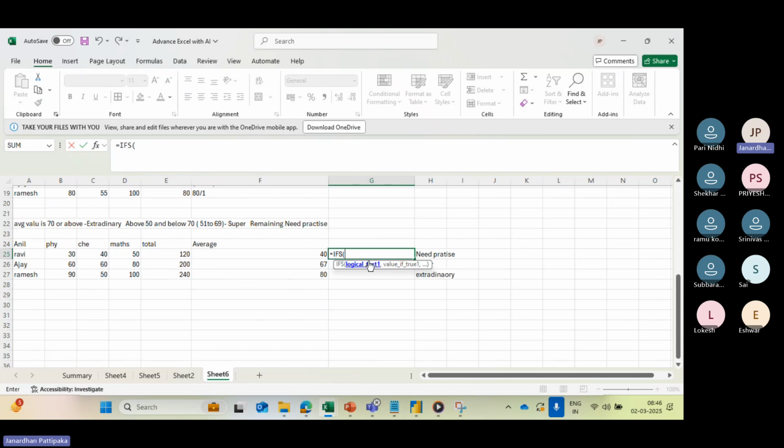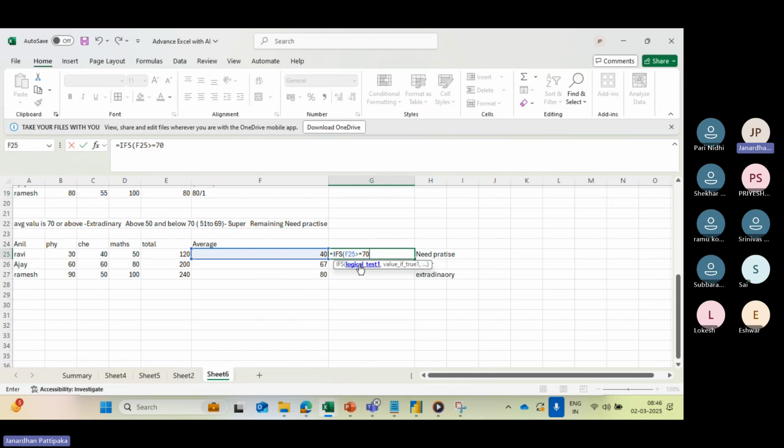Now it asks for the logical test. What does the logical test mean? You are applying it on the average value, right? This is the average score 40. Now what is it, 70 or above. That means greater than or equal to 70. Shift greater than or equal to 70. So you have given the logical test, right?